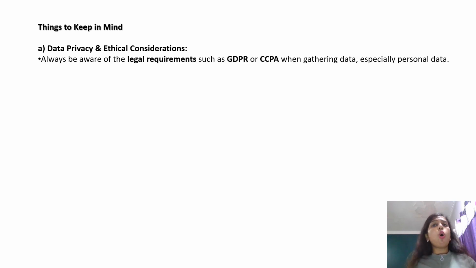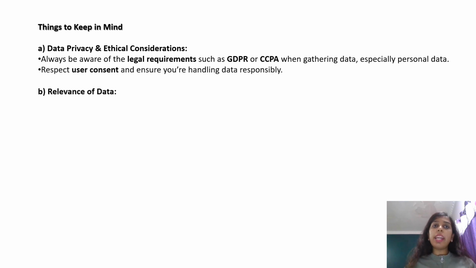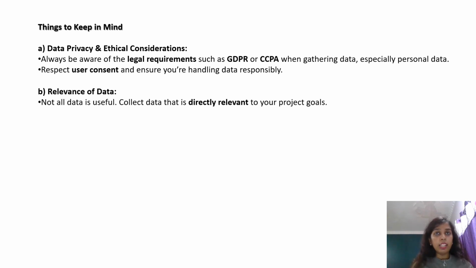Let us talk about a few important things to keep in mind when gathering data. Data privacy and ethics. You must follow the legal guidelines around data collection. If you are dealing with personal information, always ask for user consent and handle the data ethically. Next is relevance of data. Only gather data that is relevant to your analysis. Don't collect unnecessary information. This helps keep your dataset lean, clean, and easier to work with.